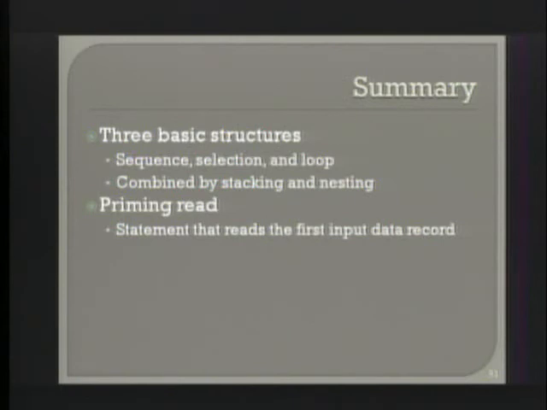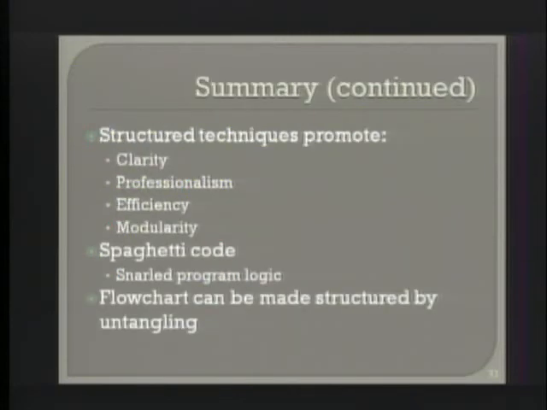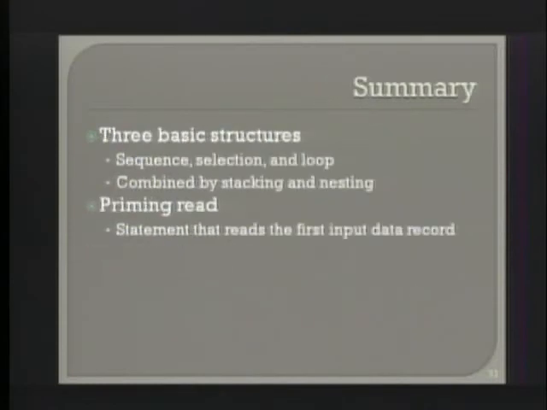So, we'll look at a few more examples, but just to summarize where we are here, you've got three basic programming structures: sequence, selection, and loop. Those are the only three things you need to write a program, and you combine them in different combinations. You stack them, you nest them, you do whatever you got to do. When you do a loop, you need to watch for priming reads. Make sure you do that in a loop structure. And then you want to make sure your flowchart is structured for clarity, professionalism, efficiency, modularity. Spaghetti code is evil. You don't want to do spaghetti code. And you can make a flowchart structured by untangling it, which the book spends quite a bit of time doing.